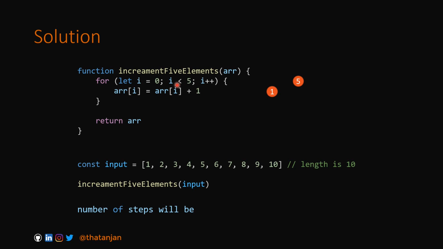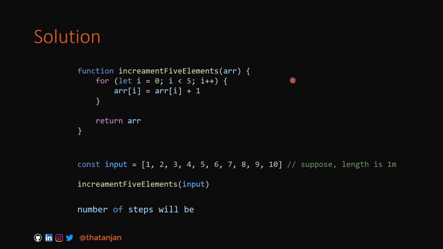After that loop, i will be equal to 5. The loop won't run again. So 0 to 4 is 5: 0, 1, 2, 3, 4. That's obvious. So this iteration will happen 5 times. On each iteration, this operation will happen. So we can say that the number of steps will be 5 into 1, which is 5. I hope you are getting it.